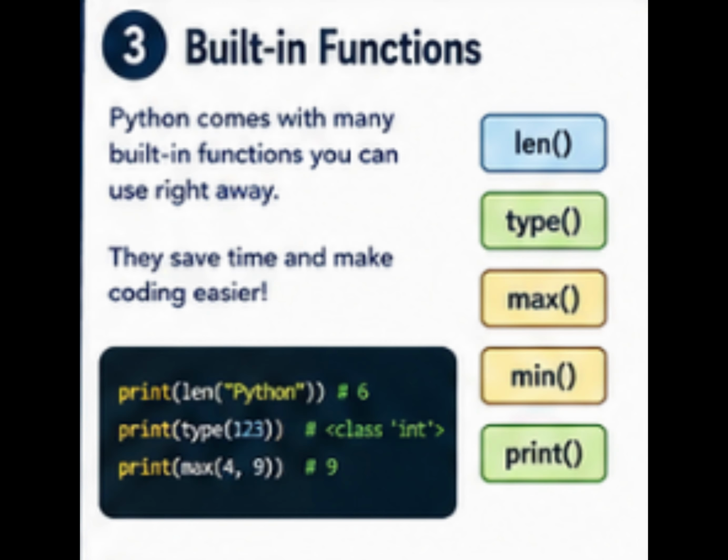Python includes many built-in functions that you can use without creating them yourself. The len function counts how many characters are inside a piece of text. The type function tells you what kind of data something is, such as a string or an integer. The max function finds the largest value from a group of numbers, while min finds the smallest. The print function displays information on the screen. These built-in functions save programmers time because they are already written and tested.